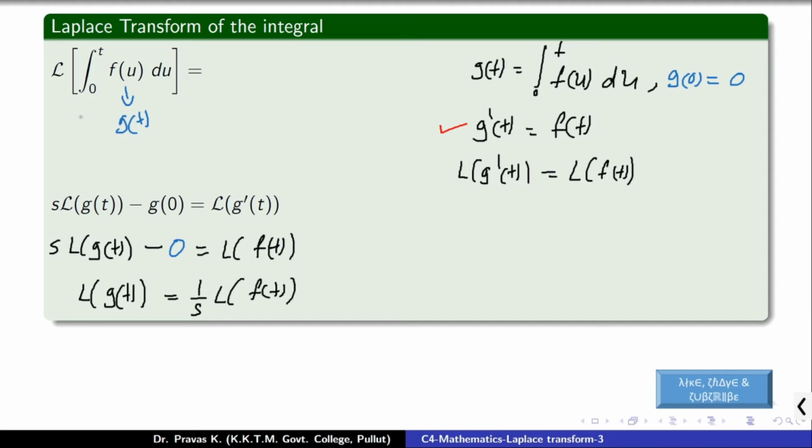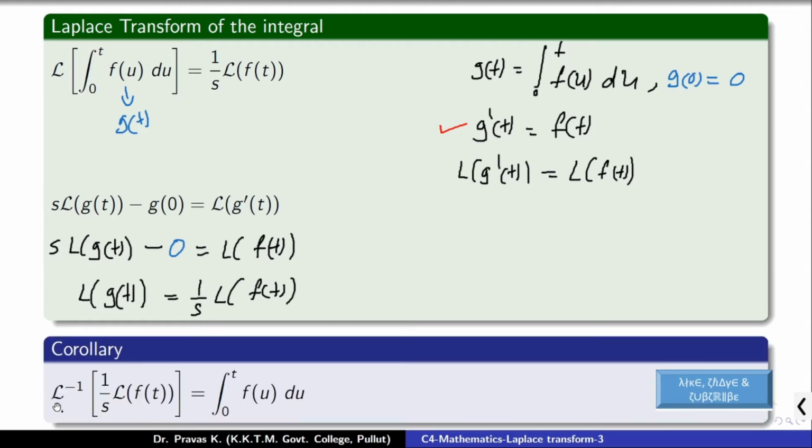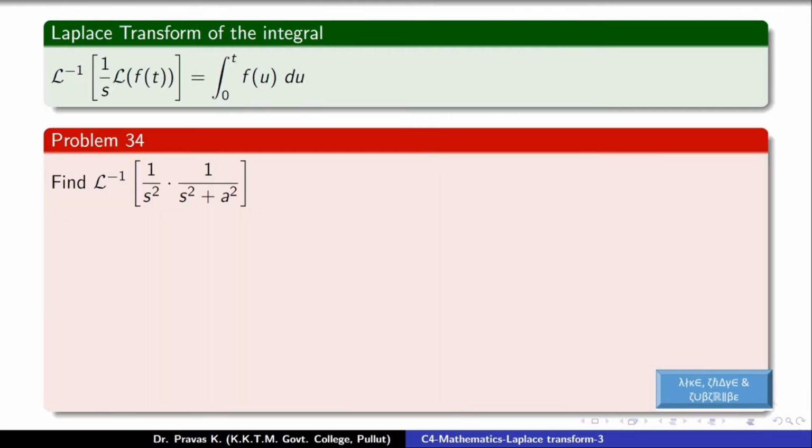Therefore, the given problem, L of the integral of f of u du, is actually 1 by s times L of f of t. From this, we can now obtain a corollary, that is the L inverse of 1 by s times the Laplace transform of f of t is equal to the integration from 0 to t of f of u du.